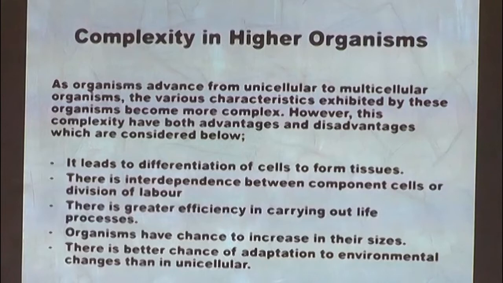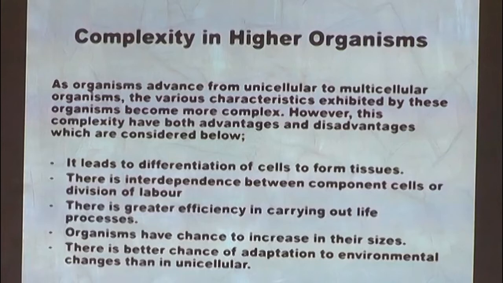1, it leads to differentiation of cells to form tissues. Because there is complexity, cells are able to differentiate in order to form tissues. Secondly, there is interdependence between component cells, or what we call division of labor. A situation where only one cell has to perform all the characteristics will no longer be there. But when there is complexity in higher animals, various cells perform different functions because there is differentiation. Not only that, there is greater efficiency in carrying out life processes. You know that the work that only one person does before, by the time many people join hands to do it, there will be more efficiency.